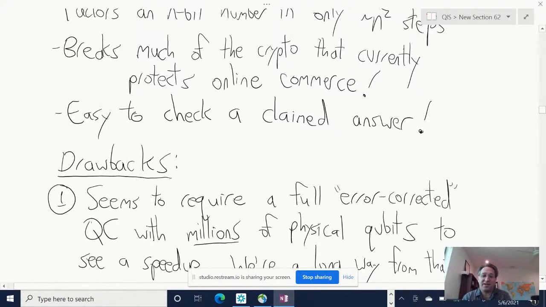You might need equipment that fills a building. It might need days or weeks to do the factoring. So maybe the NSA or the GCHQ might find it worth it to actually build this. But I certainly don't think it's going to happen anytime soon.